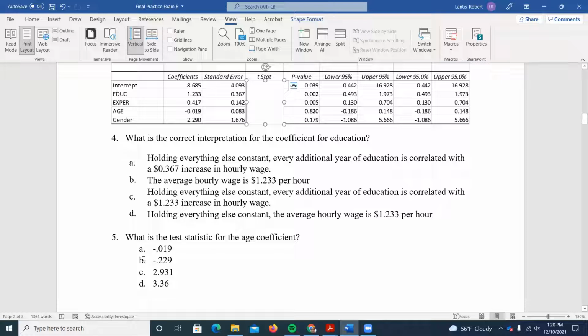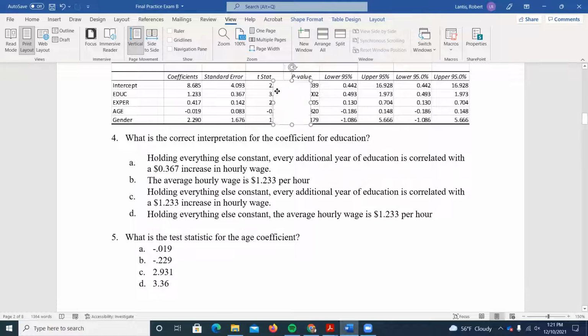So I'm guessing the exact value here ends up being -0.229, right? So all I do is take that age coefficient and divide it by the standard error associated with that coefficient. And I could do that for every single one of these variables if I really wanted to. That might be some good practice. But I think hopefully everyone gets this question right. I'm expecting no one to get this one wrong.